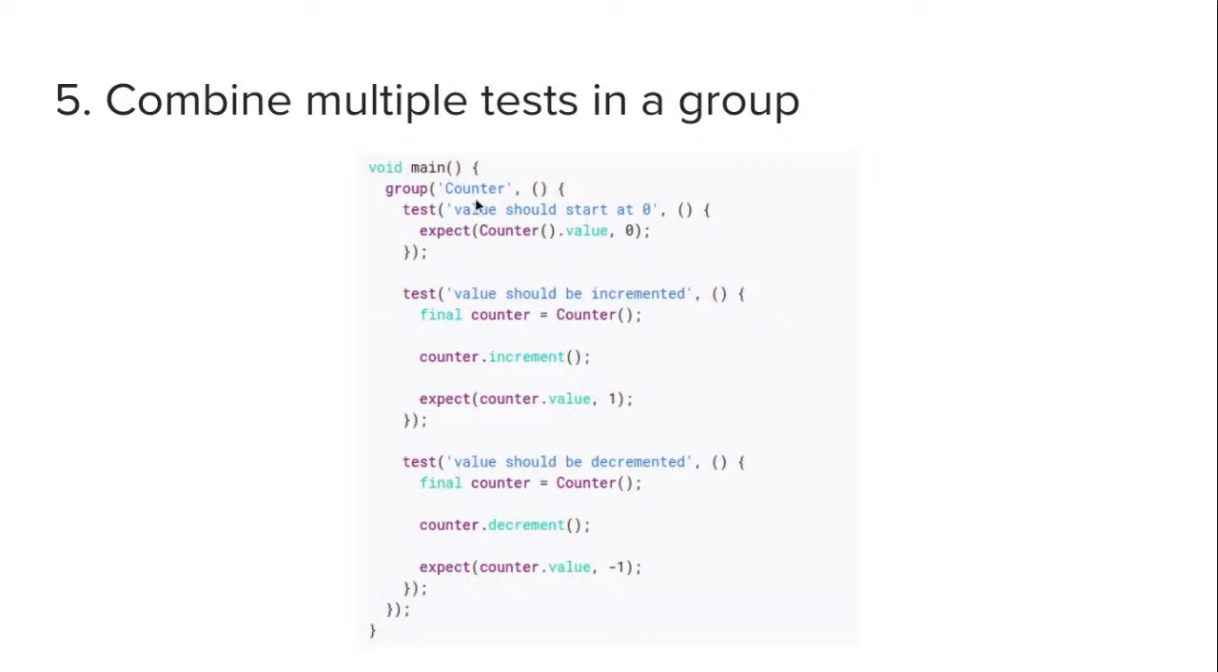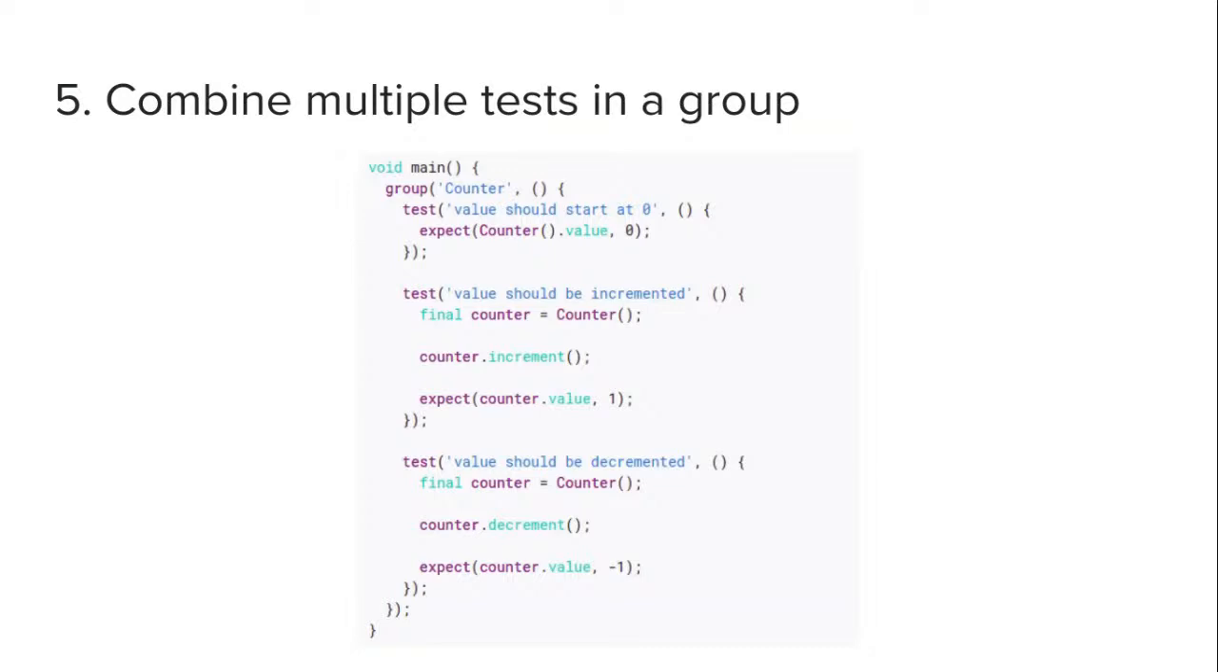And in the void callback, we can add the test cases we need, like the first one, the second one, the third one. The first one expects the starting value is 0. The second one expects the value after incrementing one time is 1. And the third one, after decrementing, and so on. You can combine multiple tests in a group using the group function.